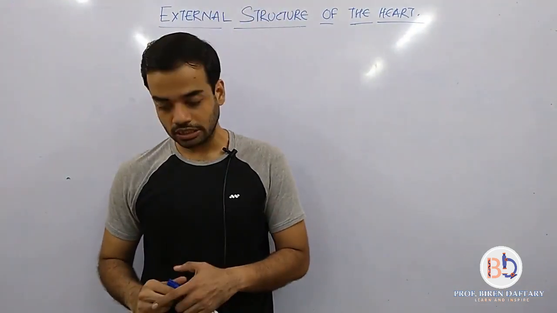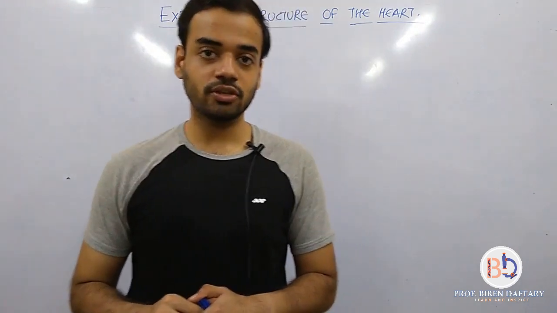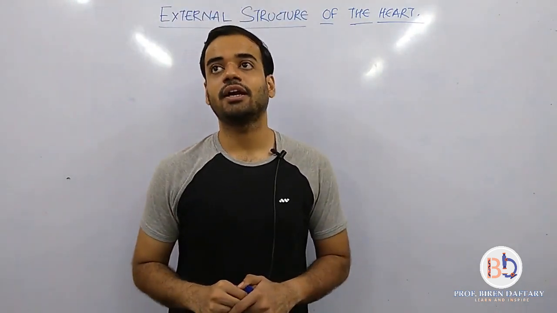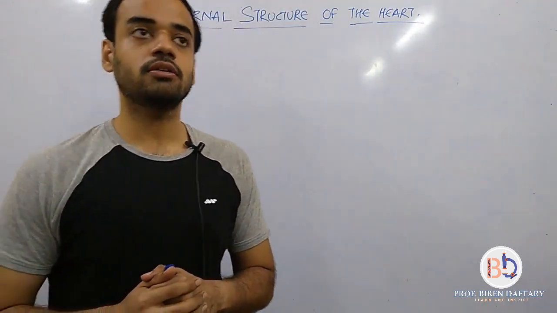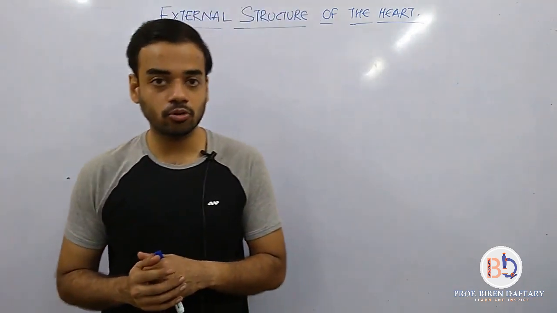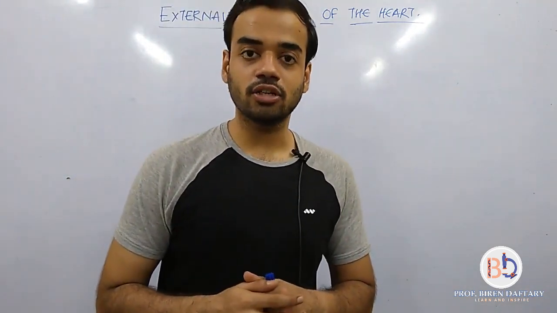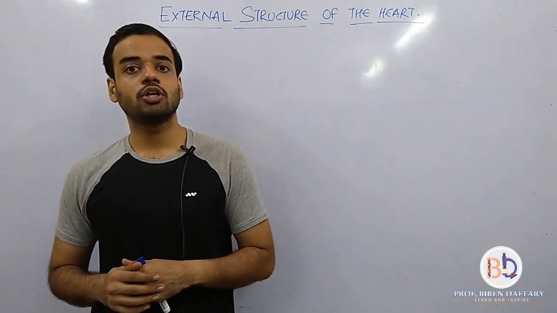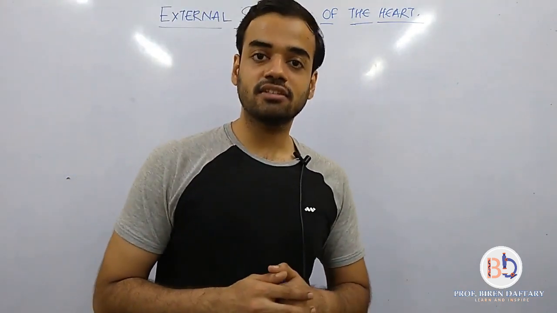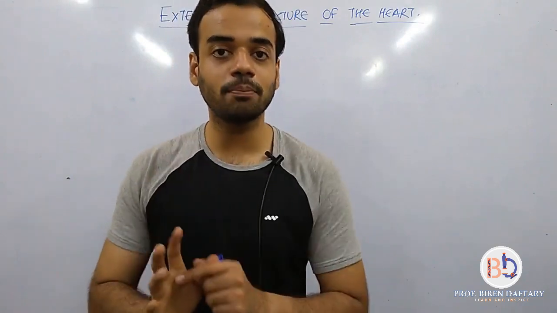So yesterday we had started with the human circulatory system, correct? And I hope that everybody is clear about yesterday's lecture and none of you are having doubts. Today we are going to start with the external structure of the heart. We are just going to complete that part.